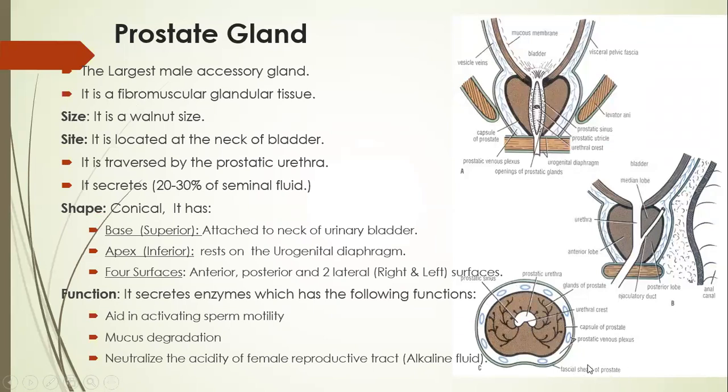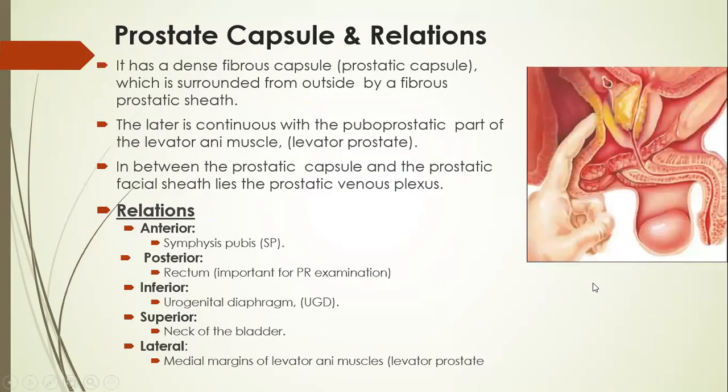So this is the facial sheath of the prostate, and this is the fibrous capsule. In between is the plexus of veins. So whenever you remove the prostate, it should be removed along with the facial sheath. If you just remove the prostate, then there can be severe bleeding. To prevent that, it is removed along with the facial sheath. That is the surgical importance.